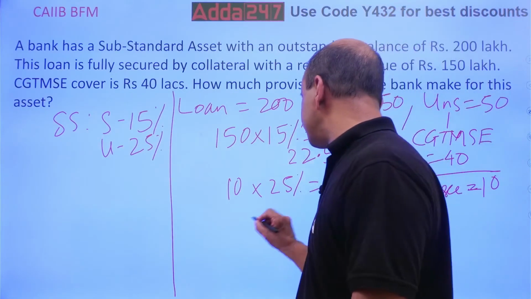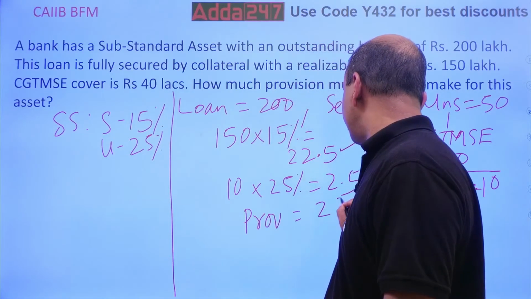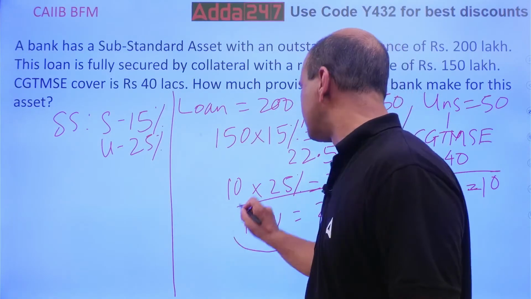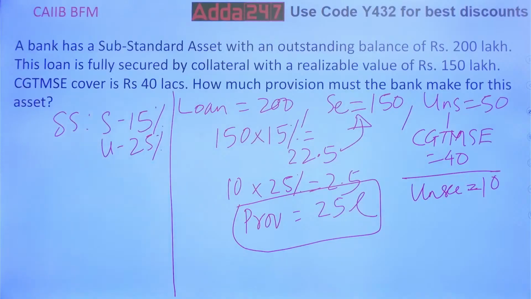So provision equals 25 lakhs. That is my final answer. Provision equals 25 lakhs. Got it, everyone? Provision is 25 lakhs. Clear? Move on. You must understand the provisions.